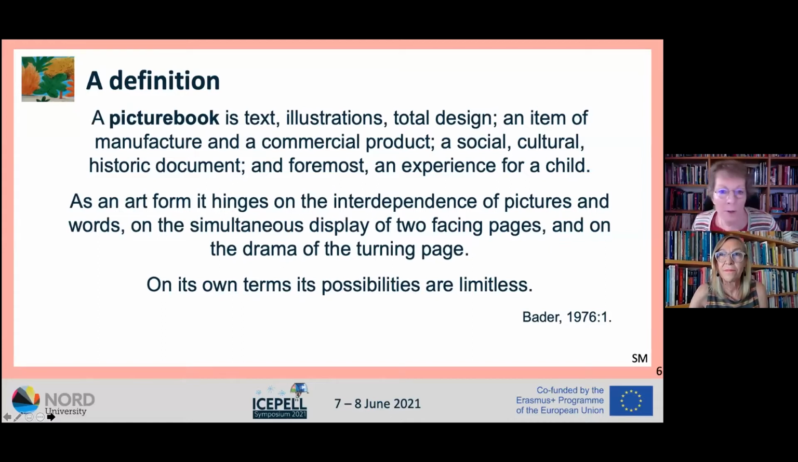So this part of the definition highlights in particular the fact that we are looking at text and illustrations, but together with design in the creation of the picture book. This is because illustrations spill over into the parts of the book which are usually ignored. The publisher's peritext, the covers, the end papers, title pages, etc. And a designer is key to ensuring that the picture book is an aesthetically pleasing object.